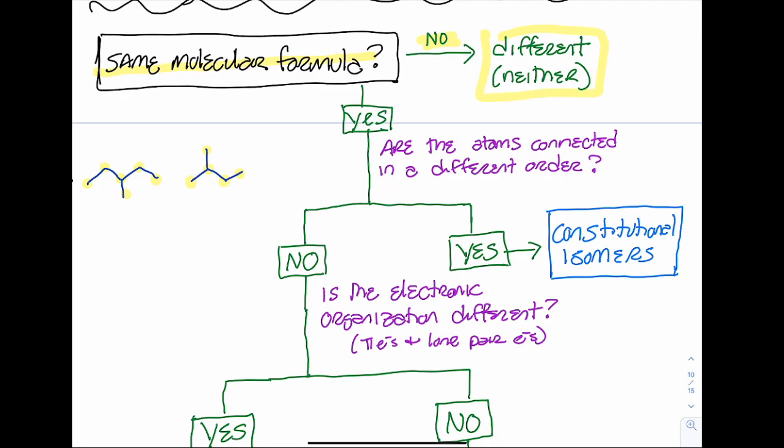I did put neither in parentheses just because that's how I usually say it on exams or quizzes. You'll have a little drop-down menu and you have to choose if they're constitutional isomers or so on, and then neither is usually a choice. So they're just different. They're none of these things.